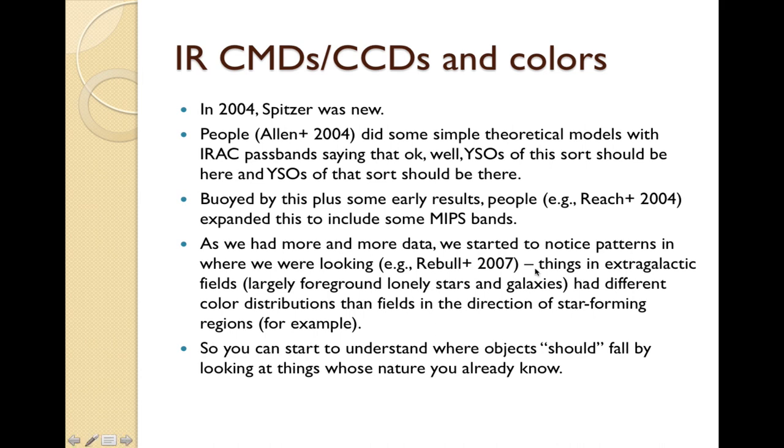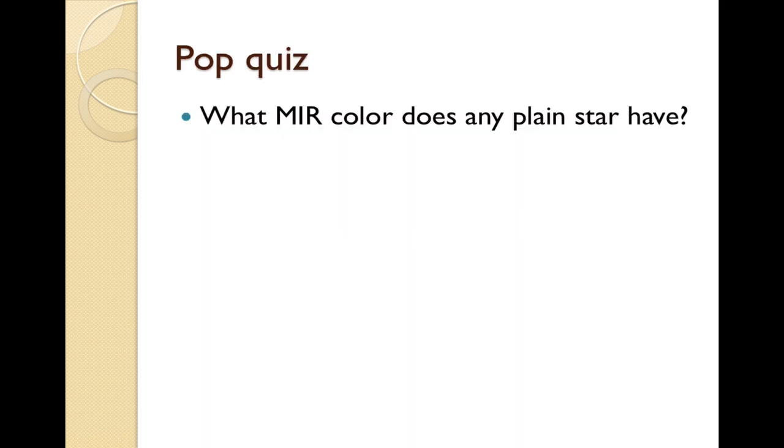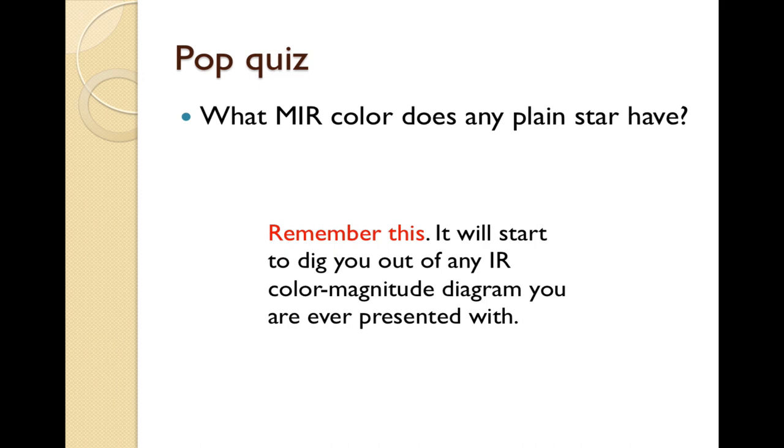You can look at just extragalactic fields that are foreground stars and galaxies, look at where those colors are, and then look for things that are different in the star-forming regions, which is what we were doing in that paper in 2007. So you can play around with objects that you think you understand and then compare them to objects you don't know about yet. So what mid-infrared color does any plain star have? You better know this. If not, go back and rewind the video. Remember how this works, because whenever you're presented with a new IR color magnitude diagram or color diagram, it'll start to let you figure out what's going on.